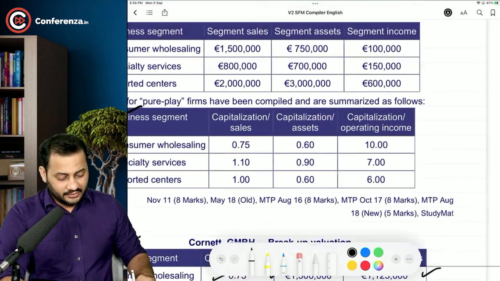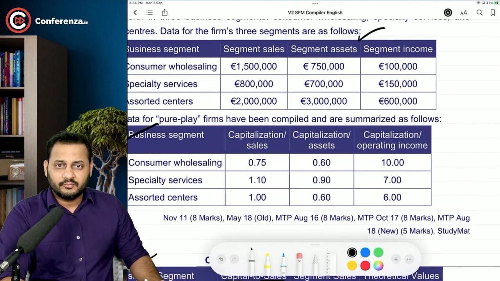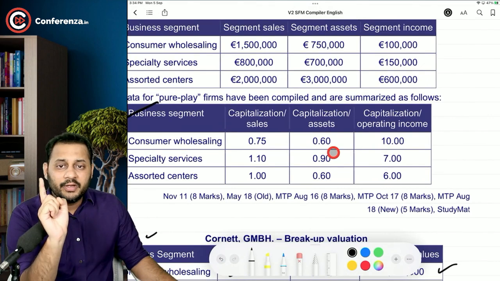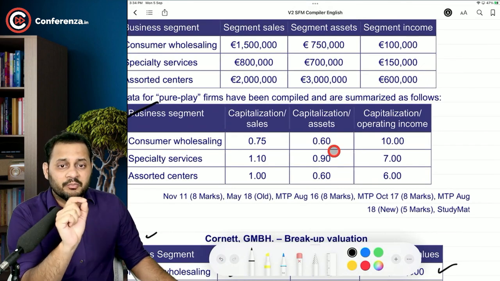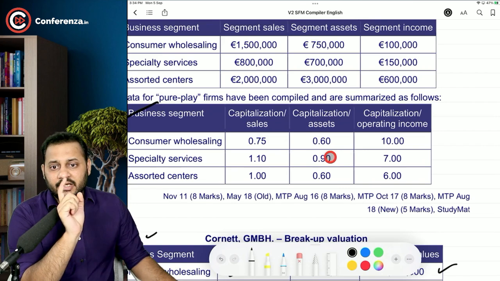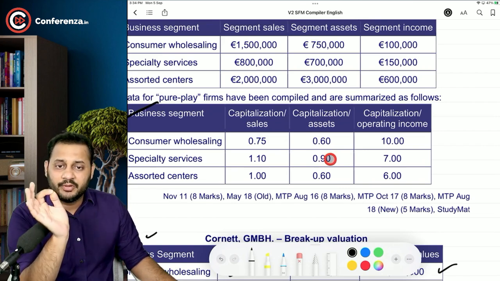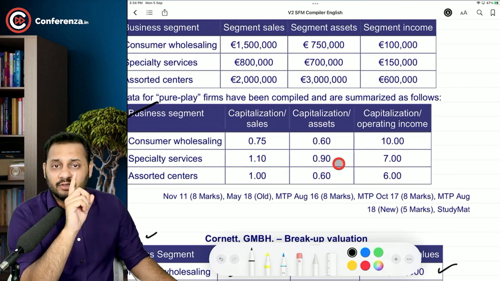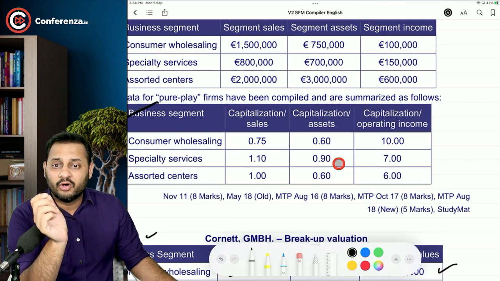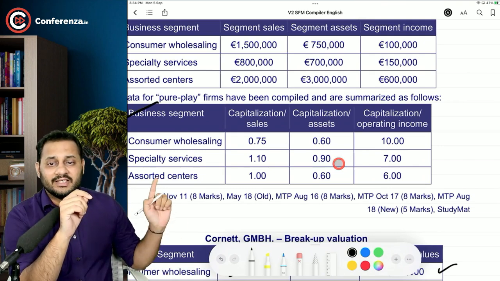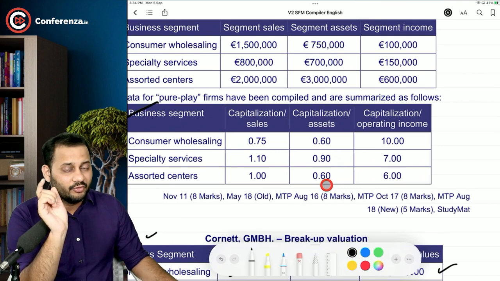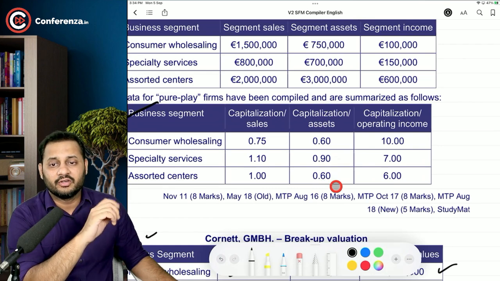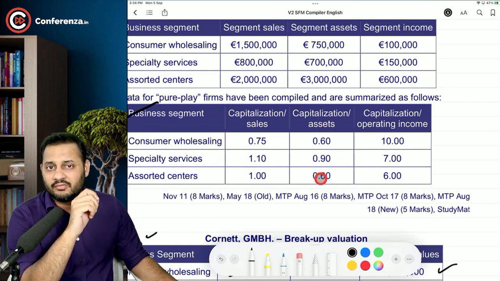And the second working will be based on the assets. Now it would mean if you have deployed 1 rupee of the asset in the company, then your company's value is 60 paisa. In specialty services, every rupee of asset means that 0.90 or 90 paisa is the value of the segment. In assorted centers, every rupee of assets means that 60 paisa is the value of your segment, and accordingly you can calculate the value of the company.